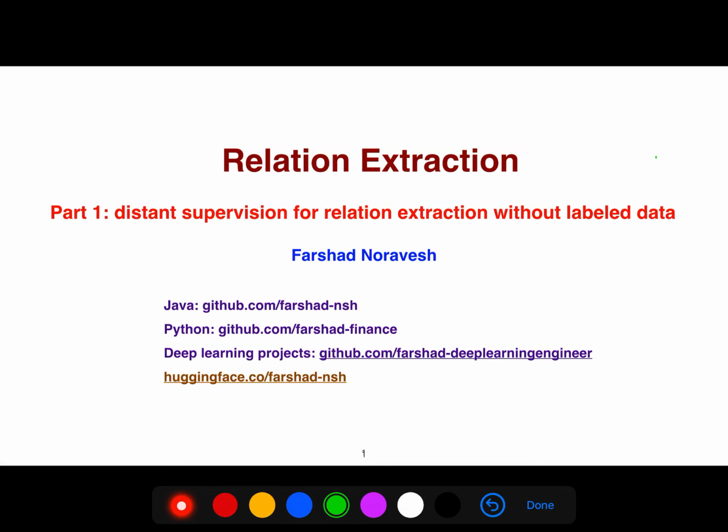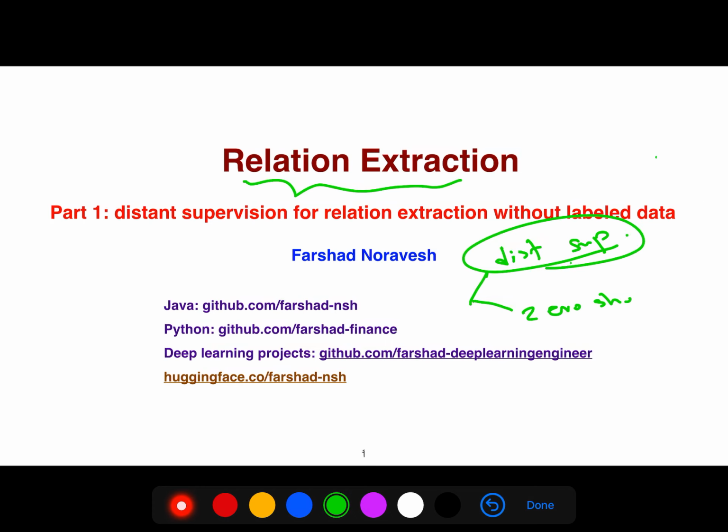So now I want to talk about distance supervision for relation extraction. Relation extraction is challenging, for example in biomedical texts, because labeled data is expensive and hard to capture, especially for domains that nobody talks about, such as biomedical texts. That's why we have two paradigms to get around this problem. One of them is distance supervision, the other one is zero-shot learning.